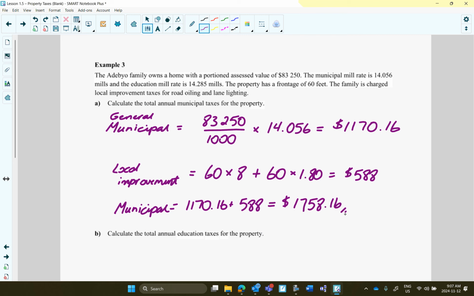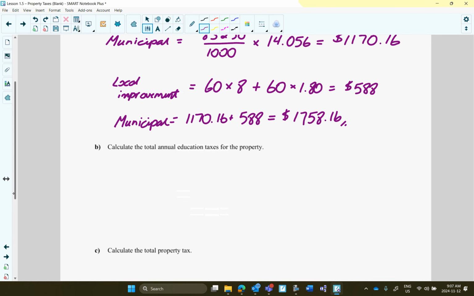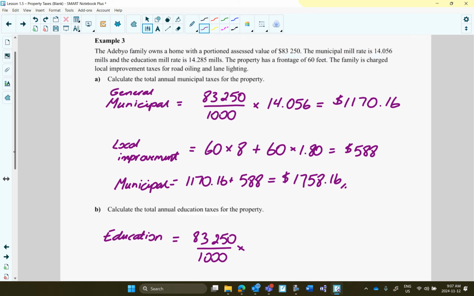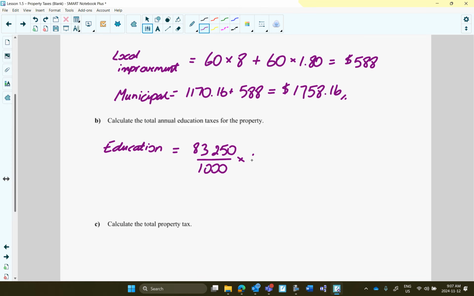The education one is a one-step calculation, and like I said, it's very similar to the general municipal. 83,250 divided by 1,000 times the education rate, 14.285. So in education taxes, this family is going to be paying $1,189.23.